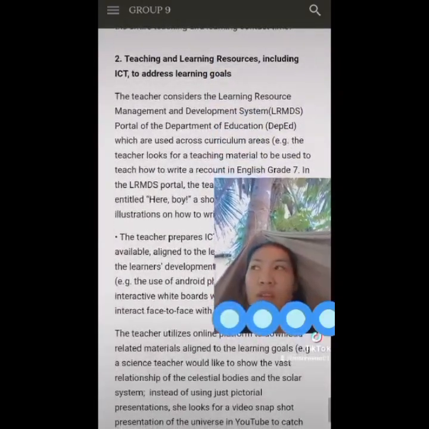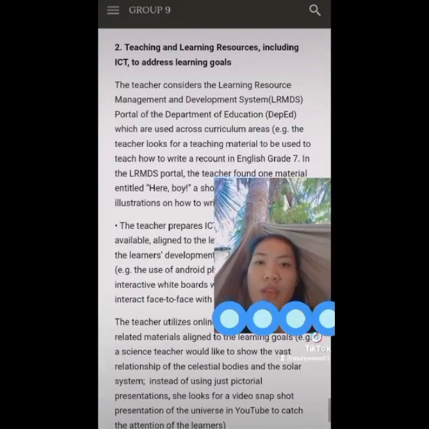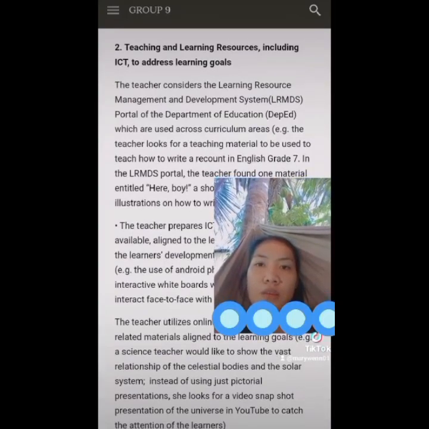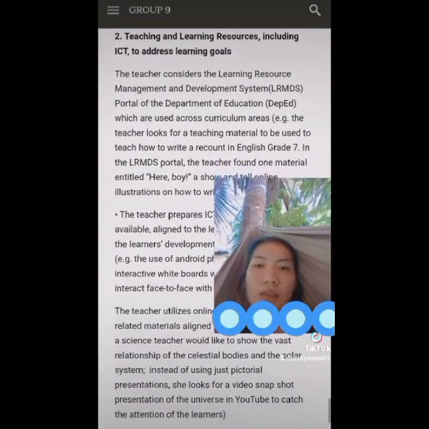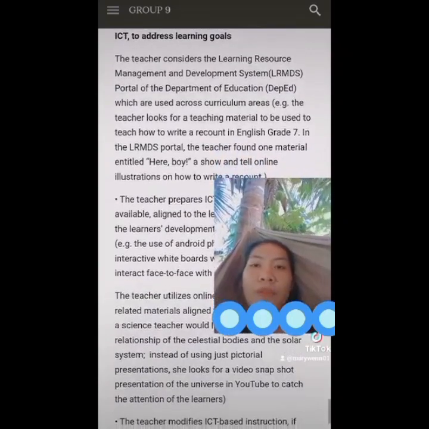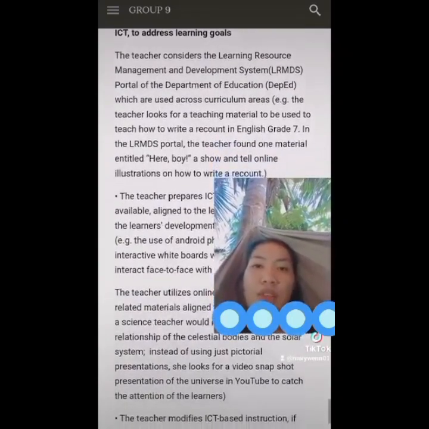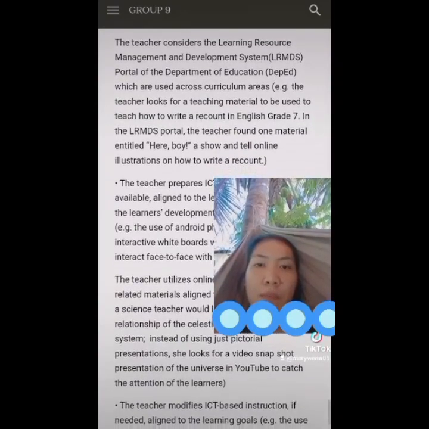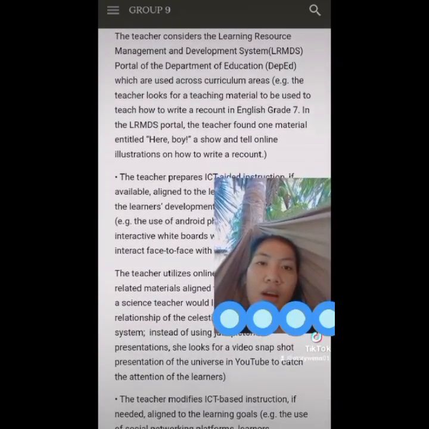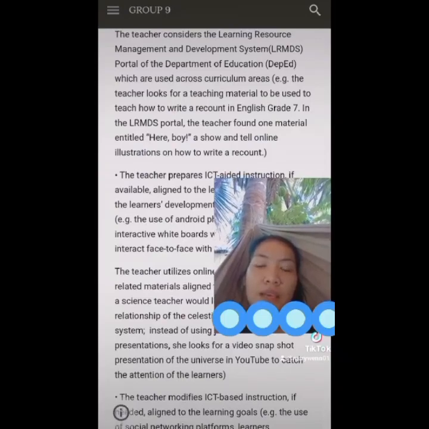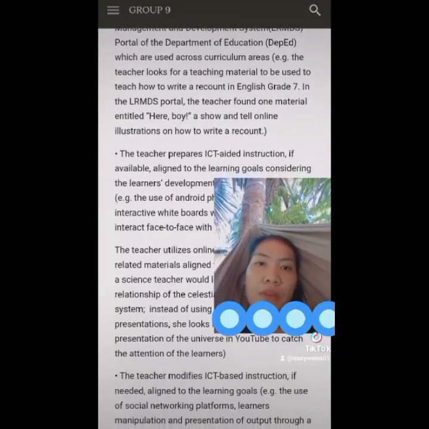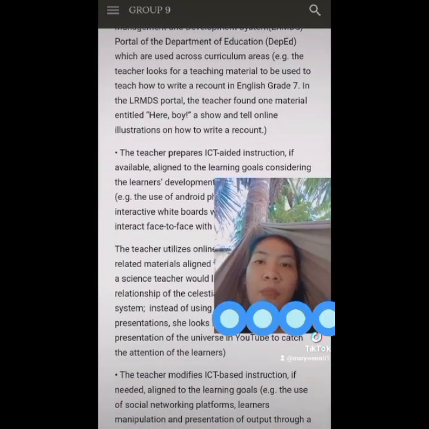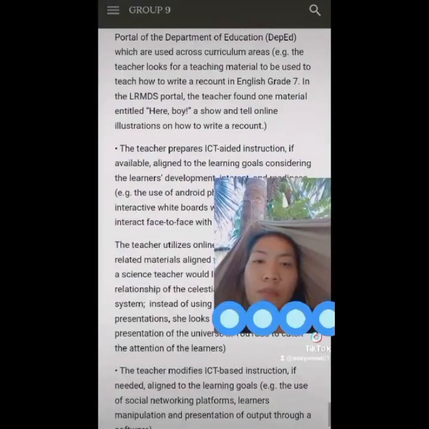Number 2. Teaching and learning resources including ICT to address learning goals. The teacher considers the Learning Resources Management and Development System, or LRMDS, portal of the Department of Education, or DepEd, which is used across curriculum areas.